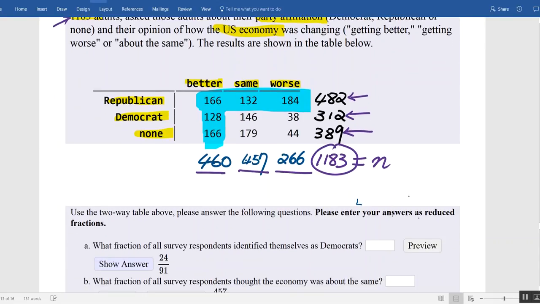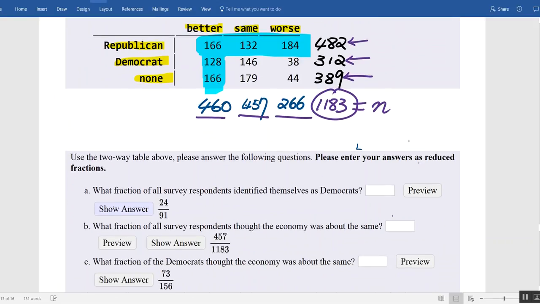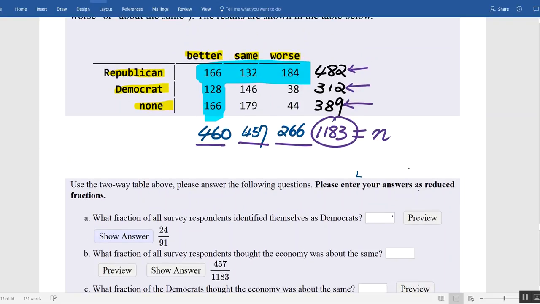Using the two-way table above, we are going to answer the following question. What fraction of all survey respondents identify themselves as Democrats? So all survey respondents will be my sample size. So that will be 1183. And how many of them out of 1183 identify themselves as Democrat? That would be 312.